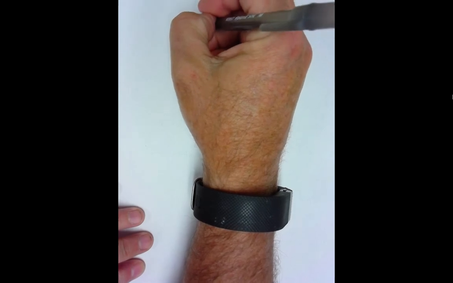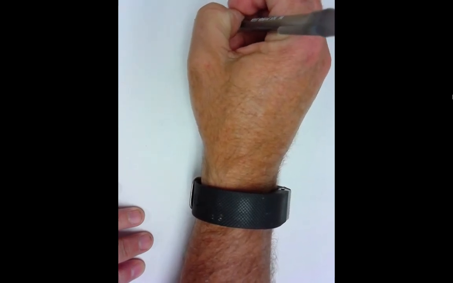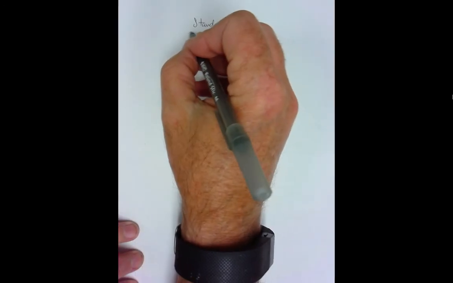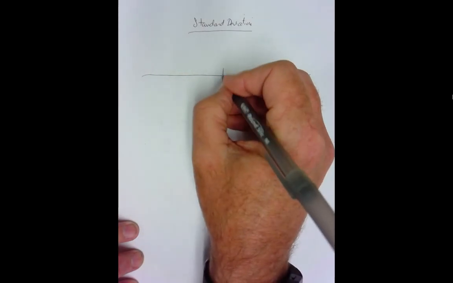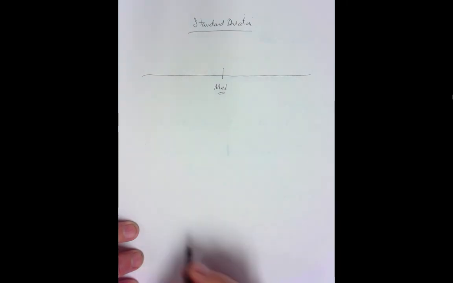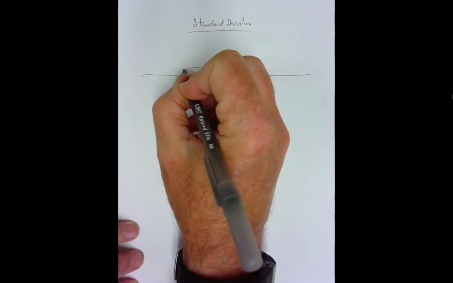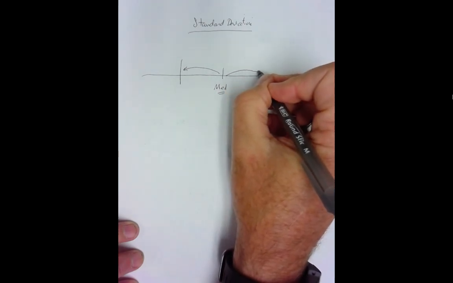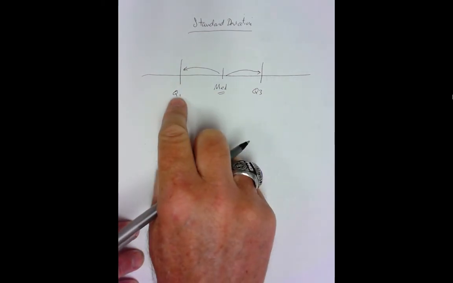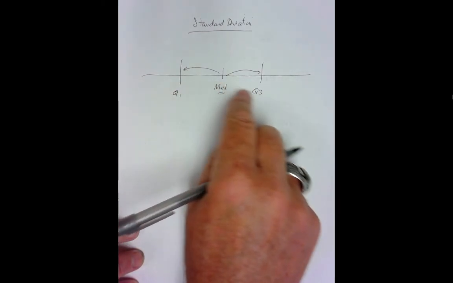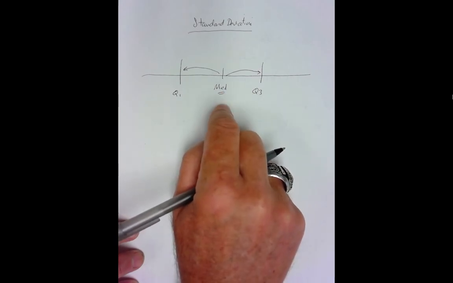Now, the standard deviation is more difficult, and the development of the standard deviation kind of came from this. What statisticians saw is that if I have my data and I can find the median, I can get kind of an indication of spread around the median by finding Q1 and Q3, and if I subtract those, I get the IQR, so it gives me an idea of a spread around the median.